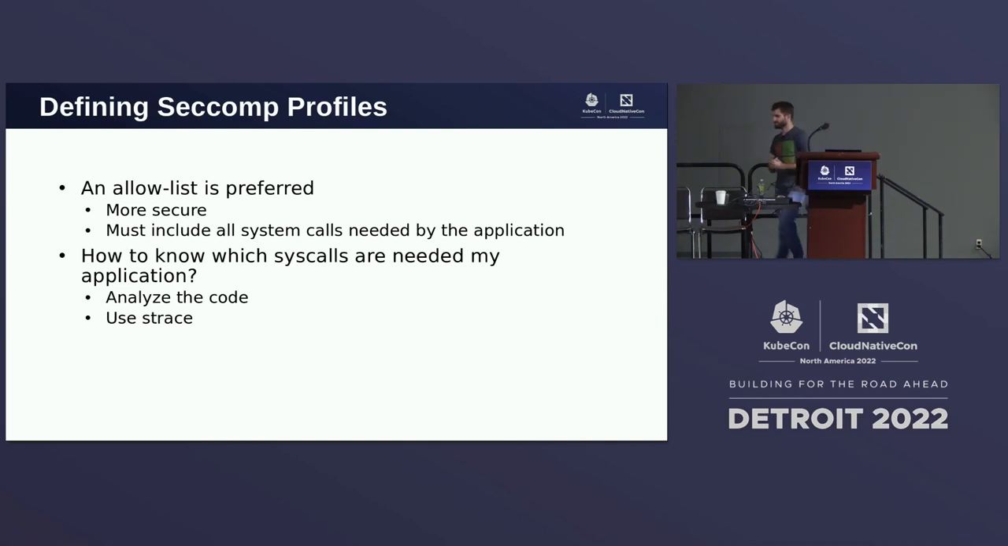Another idea is to use strace. We could run an application with strace. strace is a tool that prints all the system calls that are executed by a given application, but this is a more invasive approach because we need strace to be available in our container. So if you are running a distroless image, you are not going to have strace there. So yeah, it will need some more work to make that useful.